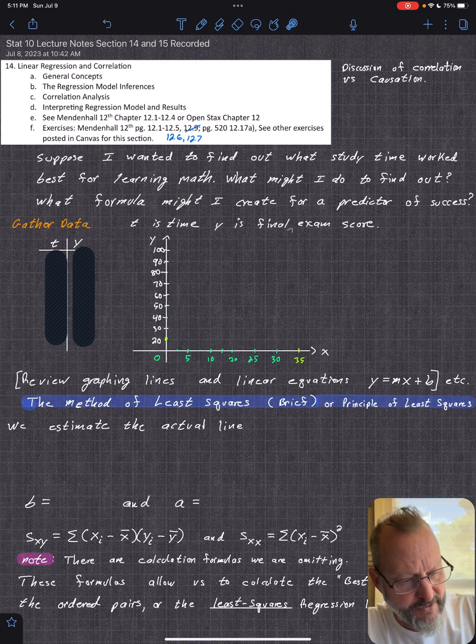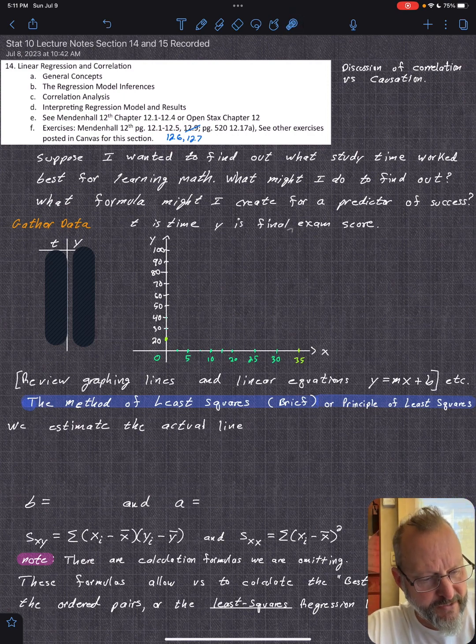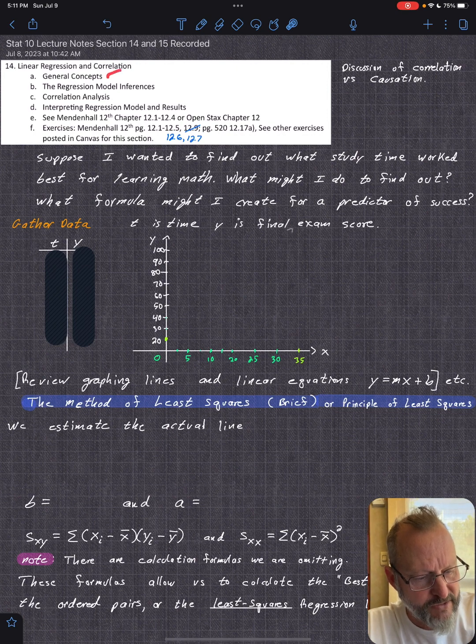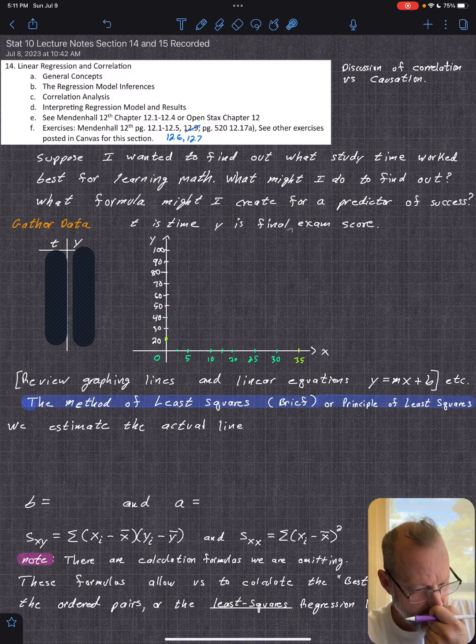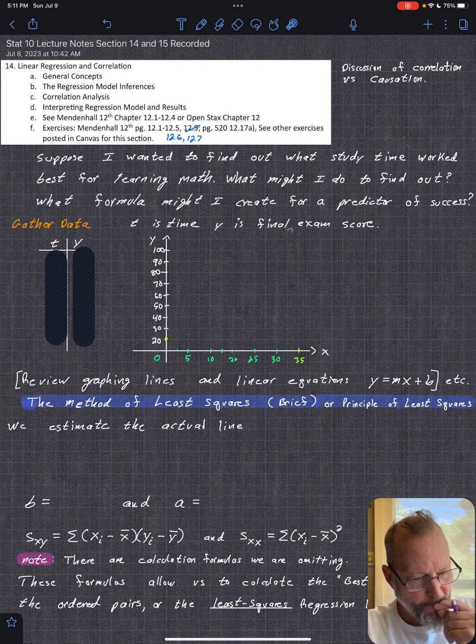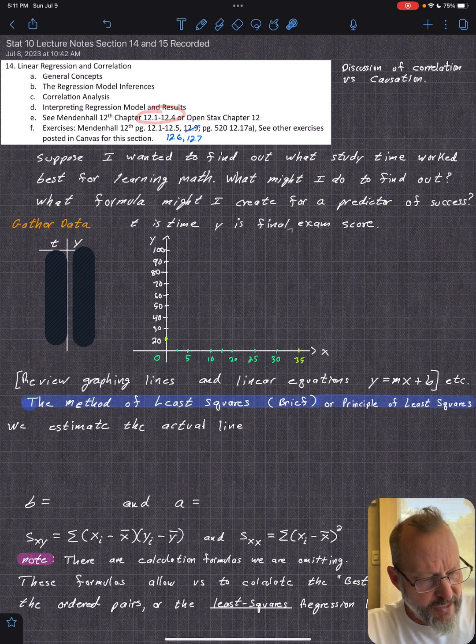So this is what we'll look at in 14: some general concepts again, some inferences, correlation will be the analysis part, and a little bit of interpretation. So we'll get through these types of sections.